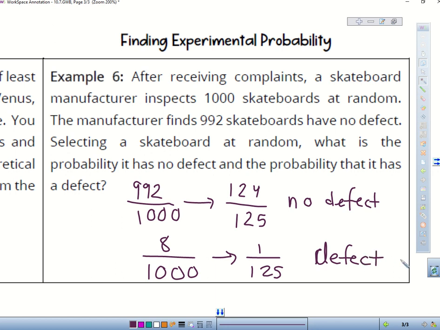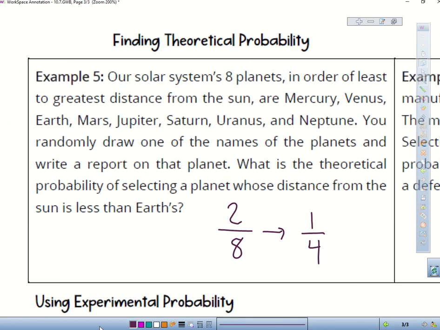So if you were to go to this company, the manufacturer, and you were to pull 1,000 skateboards, would that mean that you're going to exactly find 992 that have no defect? Not necessarily, right? Some of these theoretical probabilities are going to be based on an experiment, but that doesn't mean that every time it's going to be that exact number. It just gives us a general idea of what to go for, okay? And then the last problem.